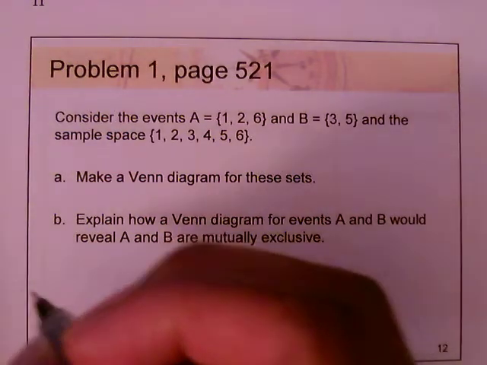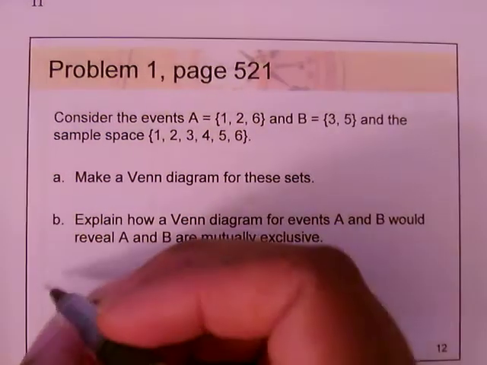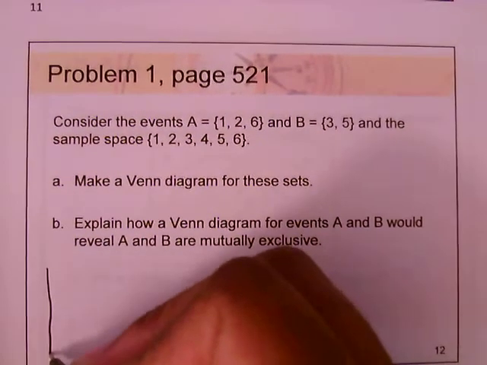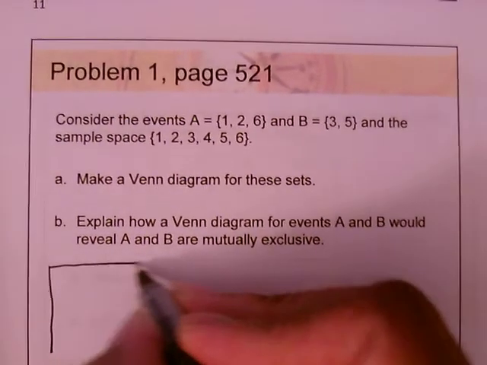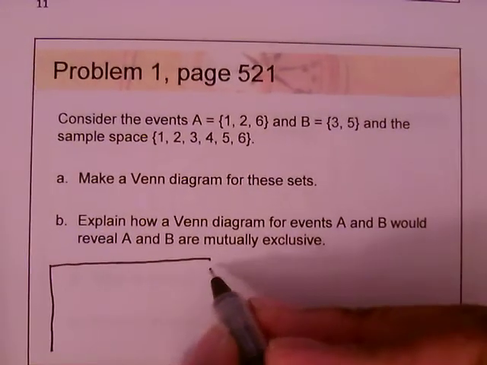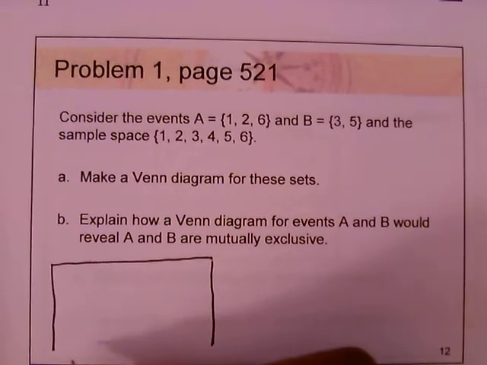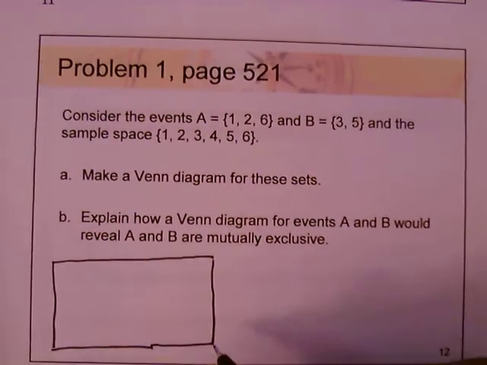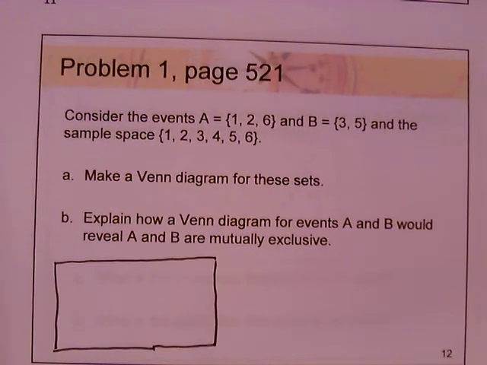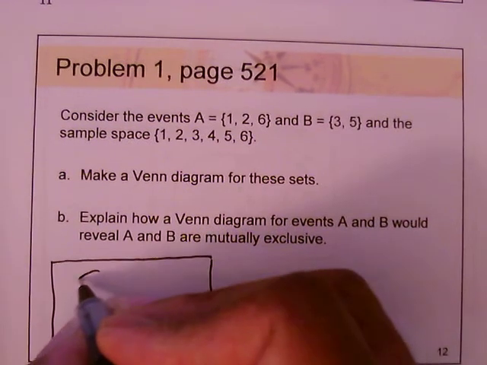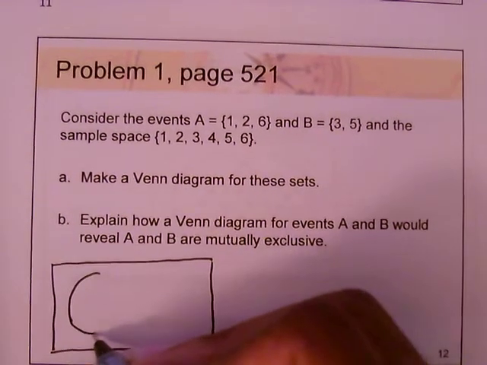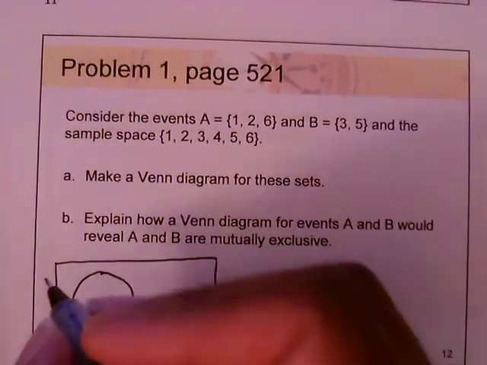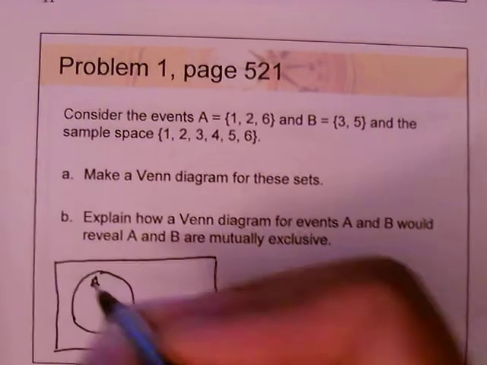Now, if you're not familiar with what a Venn diagram is, it looks like this. It's just a rectangular box containing circles. And those circles are going to be the sets with those elements that are in that particular set. So for A, here's a circle here. I'm going to label this as A.